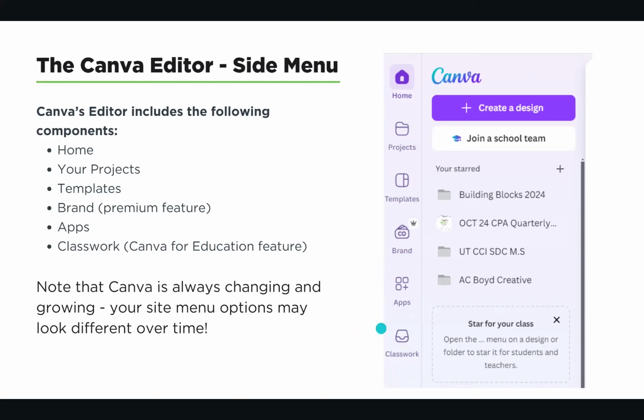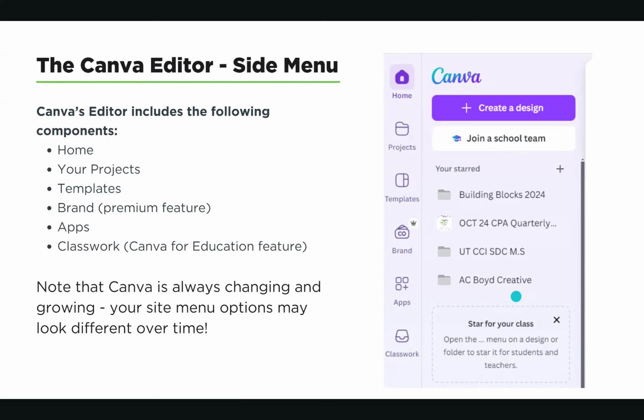So not all of you may see this, and that's okay. It'll just depend on which account type you're using. And then, of course, immediately to the right of that left side menu, we've got our Create a Design button. There's an option to join a school team. And again, that's a Canva for Education thing.